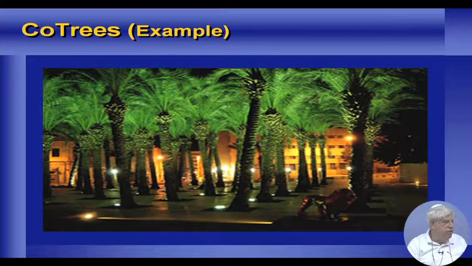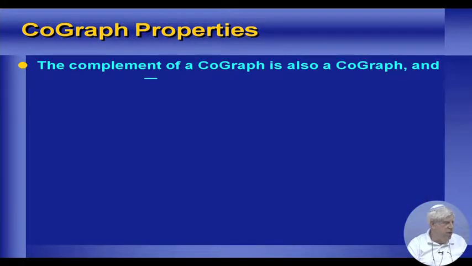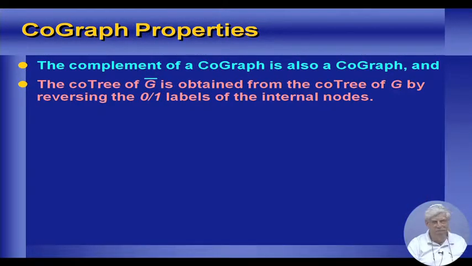These are examples of co-trees, but here are some others. Clearly, the complement of a cograph is also a cograph. Why? Because the complement can be obtained simply by taking the same co-tree, changing the labels, 1s to 0s, 0s to 1s. And I will get the co-tree for the complement.